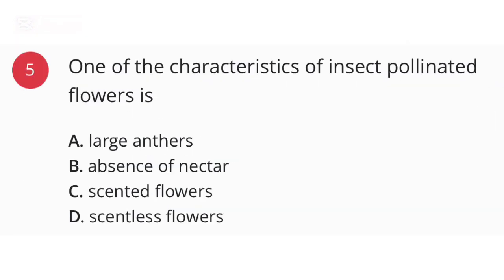Number 5. One of the characteristics of insect-pollinated flowers is A. Large anthers, B. Absence of nectar, C. Scented flowers, D. scentless flowers. Okay, it is not the first one, it is not the second one. Of course, insect-pollinated flowers should have nectar because that is what the insect will be sucking. Then scented flowers, yeah, that is the correct answer. C is the correct answer. Scented flowers because the scent attracts the insects.